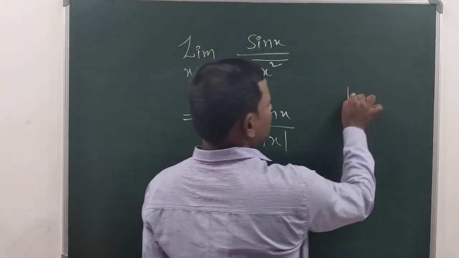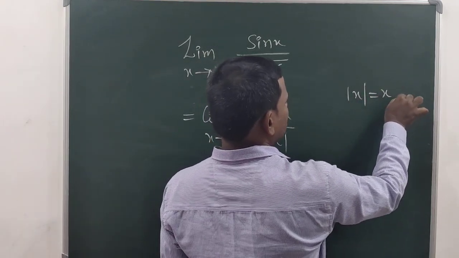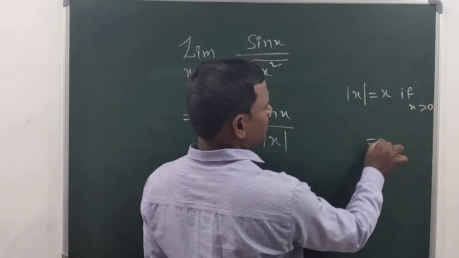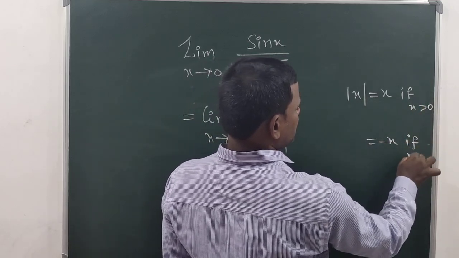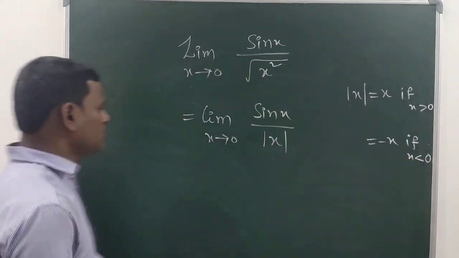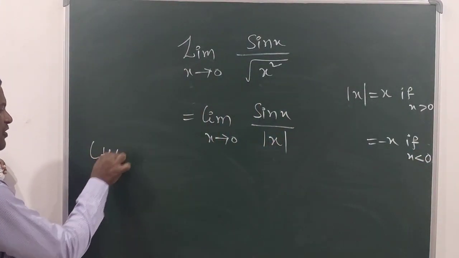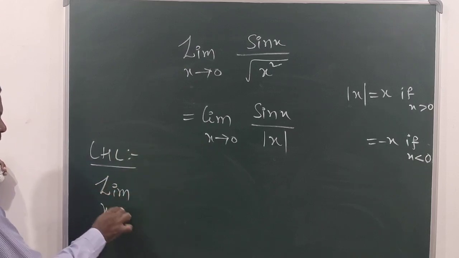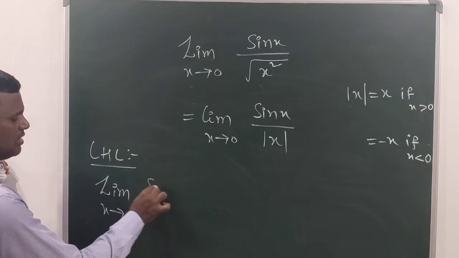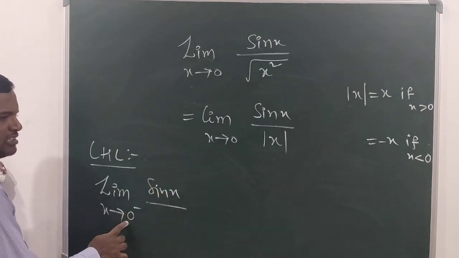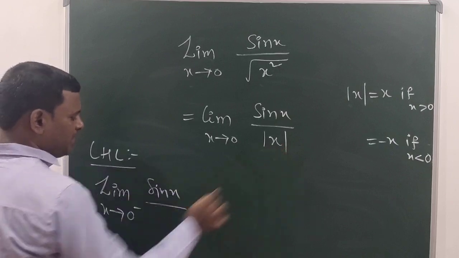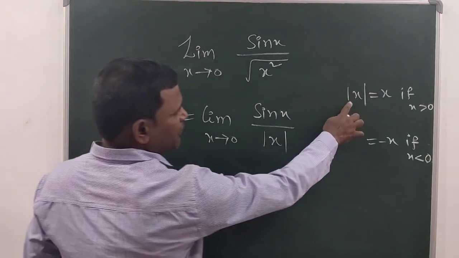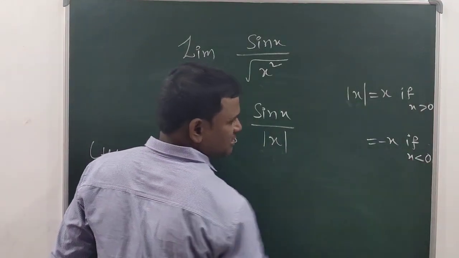You know the definition of mod x. Mod x equal to x if x is more than 0, and it is minus x if x is less than 0. So now I am evaluating the left hand limit for this. While finding the left hand limit, we write: limit x approaches to 0 minus, sin x by x. In the case of 0 minus, here it should be written as minus x, since mod x equals minus x when x is less than 0.